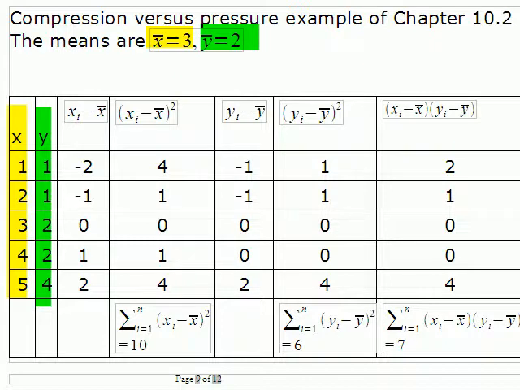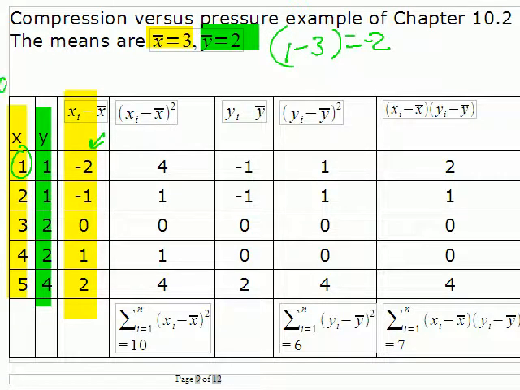In the next column, I took the x data value minus the mean. For example, here, I take 1 minus the 3, and I got a -2. Well, there's an equal sign there, and here's my -2 right here. So I do that for all the data values. This is data right here, and here are the means up here. Now I take each one of these and square them. So -2 becomes 4, -1 becomes 1, etc. Add them all up, and that's going to give me one of the terms that's used in the correlation coefficient.